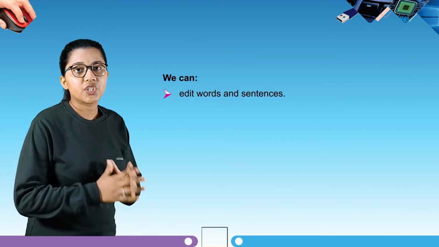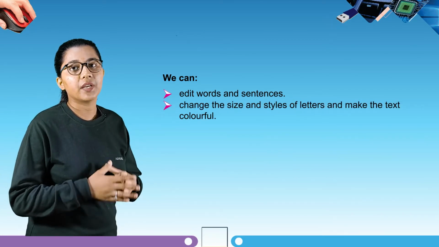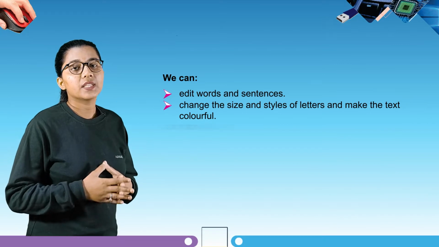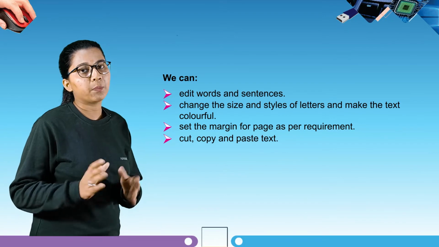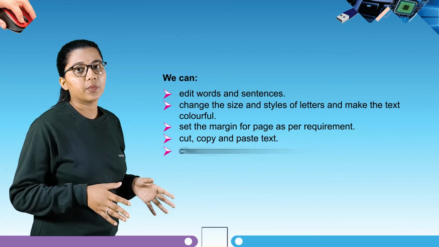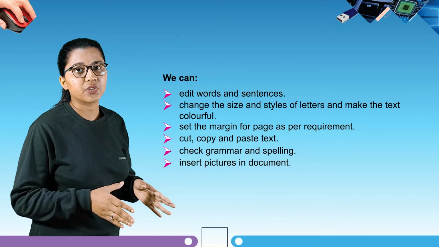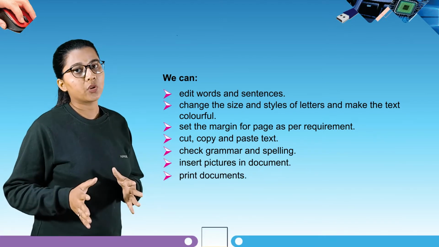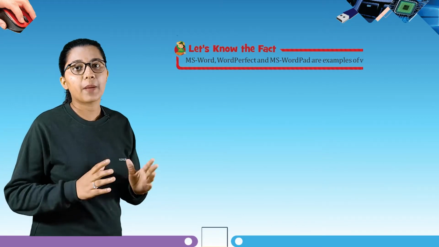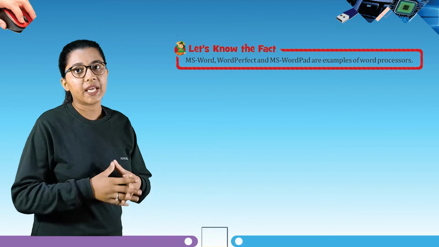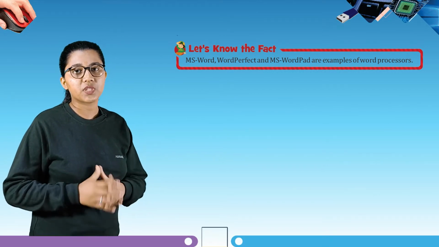So students, now let's learn what we can do in a word processor. We can edit words and sentences, change the size and style of letters and make the text colorful, set the margin for the page as per requirement, cut, copy and paste text, check grammar and spellings, insert pictures in a document, and print the document. So students, now let's know the fact. MS Word, WordPerfect and MS WordPad are examples of word processors.